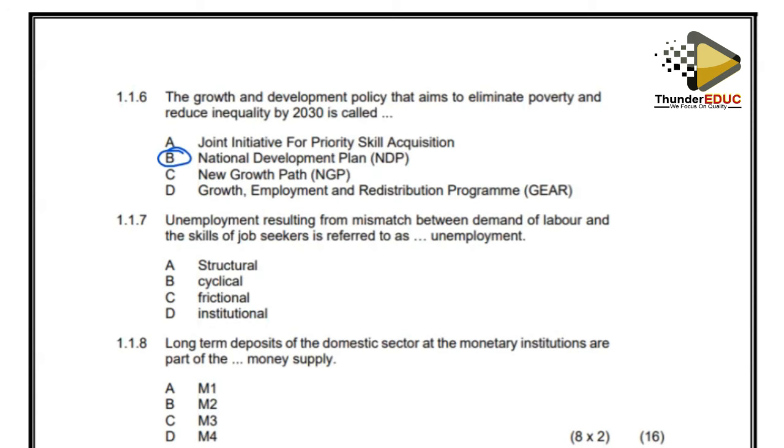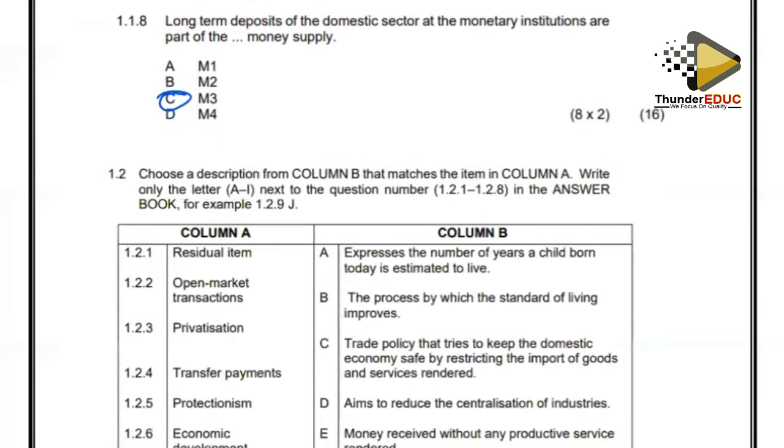Okay, grade 12s. Let's move on to 1.1.8. 1.1.8 reads as follows: long-term deposits of the domestic sector at the monetary institution are part of dash money supply. That is M3, which is money supply. Okay, right. So now let's move on to the next question, grade 12s.